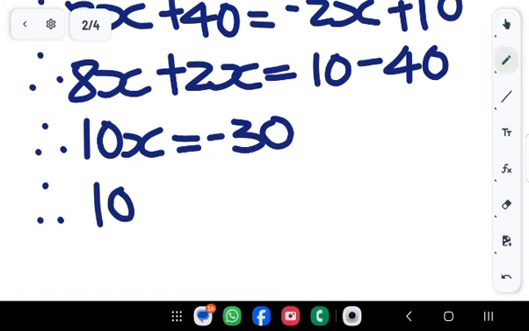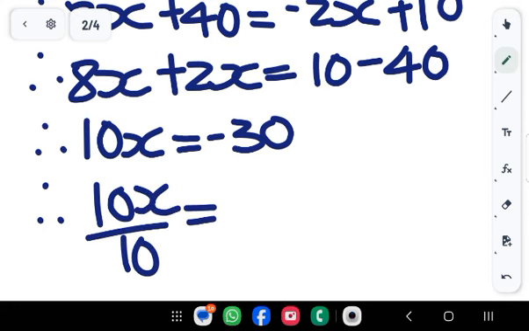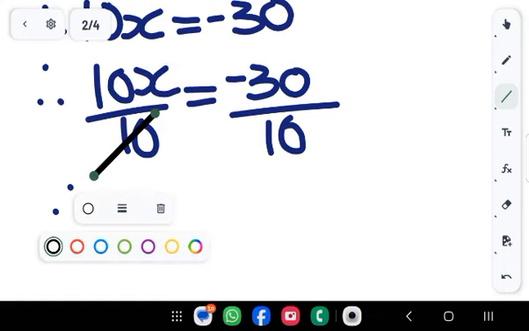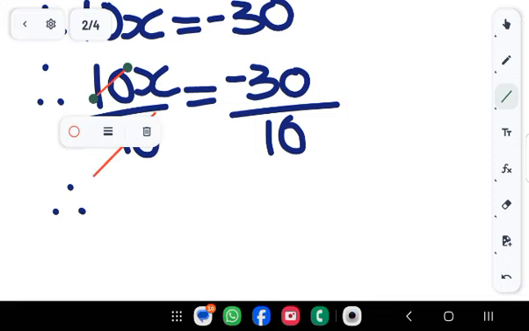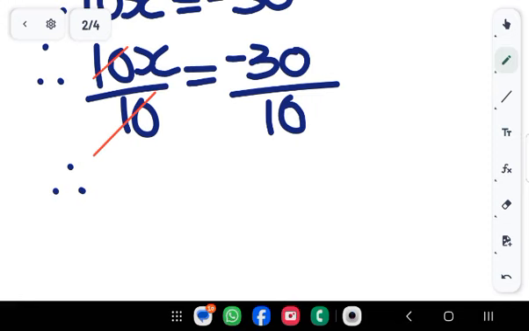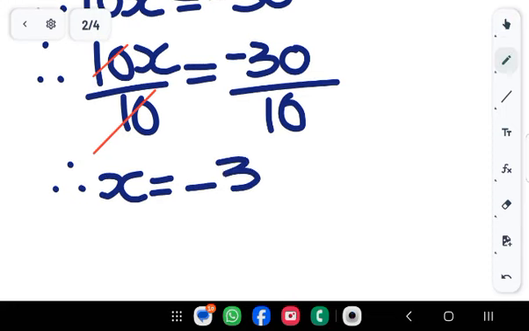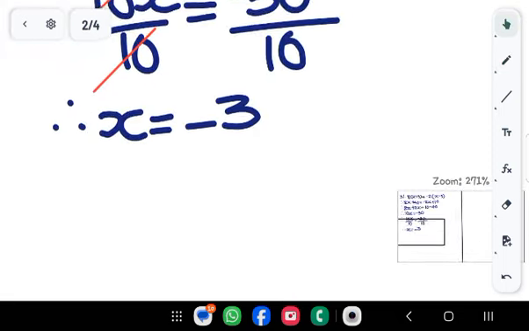Now you divide both sides by 10 to get rid of the 10 so that you can have x on its own, because that's what we're solving for. Now the 10s cancel out. That leaves you with x on the left hand side equals negative over positive, that will be negative, 30 divided by 10, that will be 3. So x equals negative 3, and that's how you answer that question.